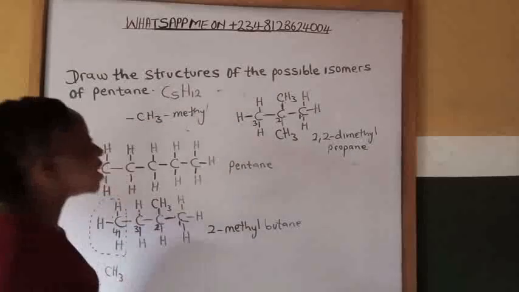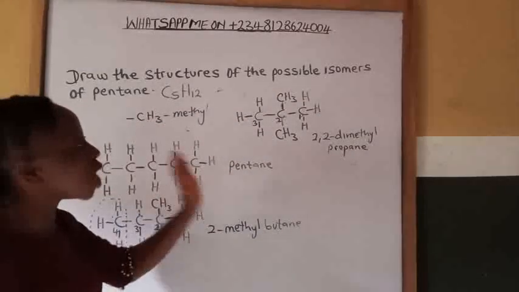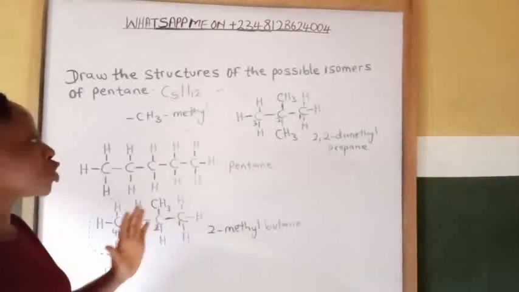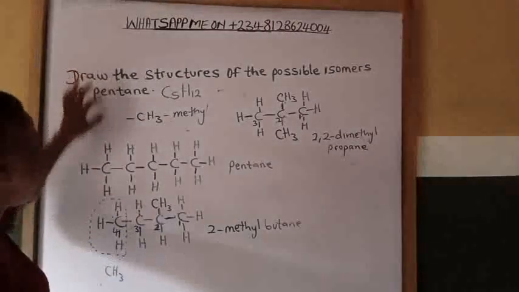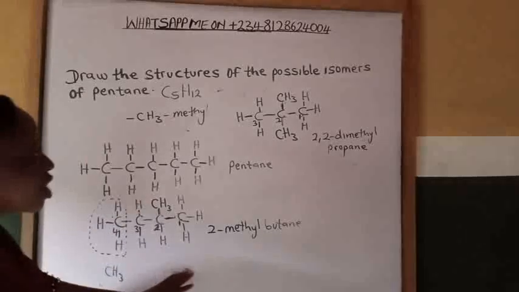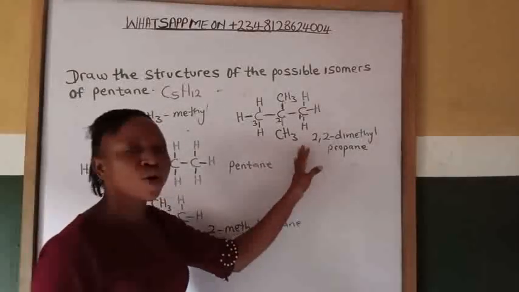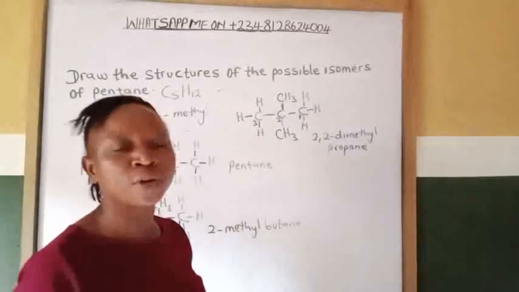Then don't forget that our formula method says that we are going to have 3 possible structural formulae of pentane. So this is the first one, this is the second one, and this is the third one. So this is where we are going to stop for today.